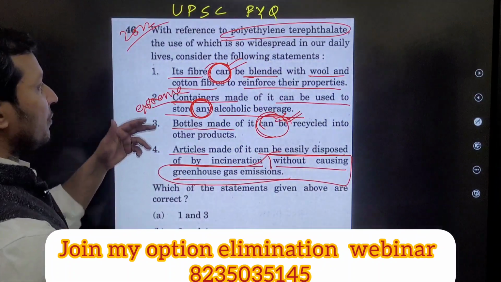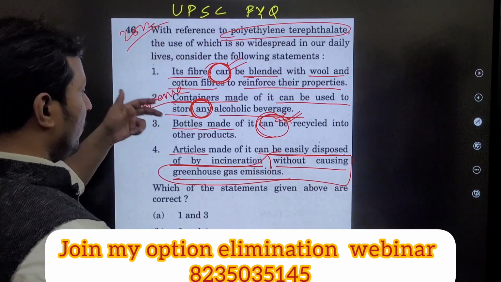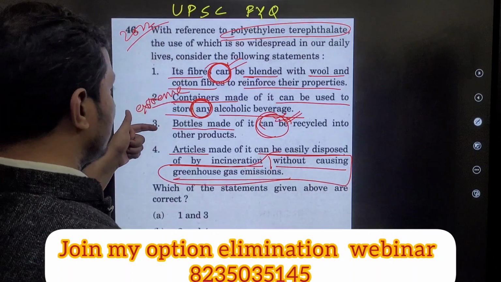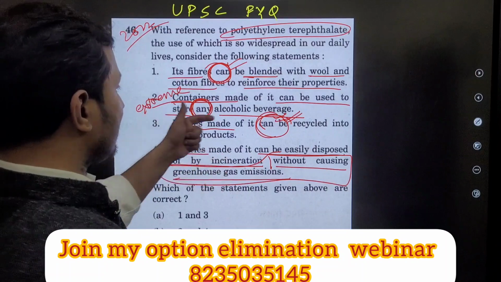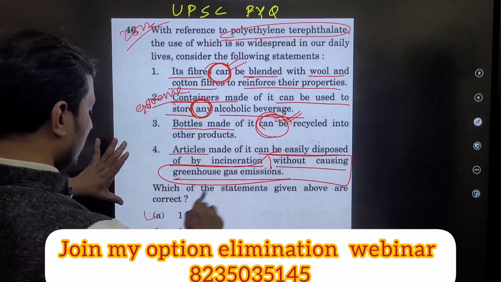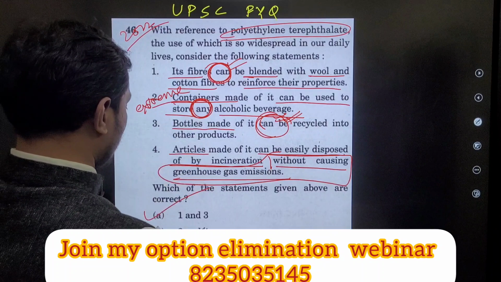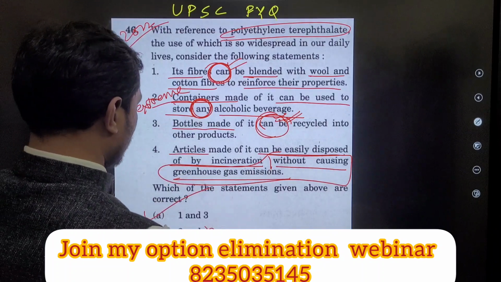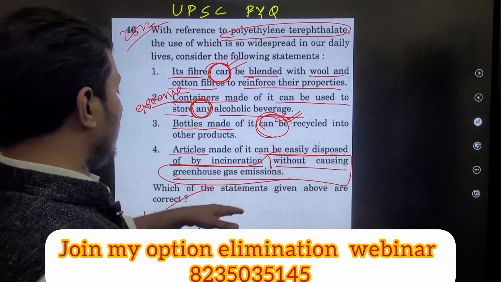So the answer will be what? 1 and 3. Bottles can be recycled, so the answer will be 1 and 3, because the second statement is wrong and the fourth statement is wrong. So wherever the second and fourth statements are there, you can eliminate them.